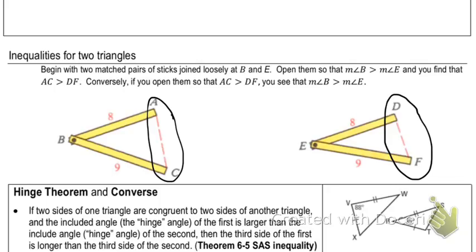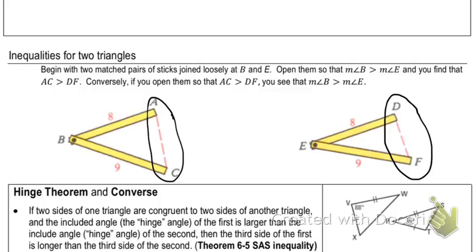Now I'm going to take the exact same 2 rulers and open them up wider. Same size, right? Same rulers. I'm just opening it up to a different angle. The only difference between these 2 is this angle. This one's smaller, this one's bigger. The one with the bigger angle is going to have a bigger side opposite.